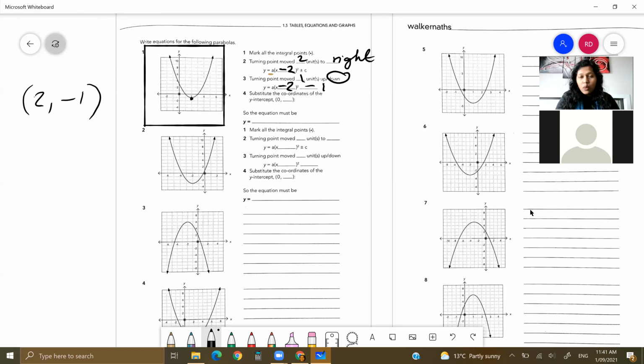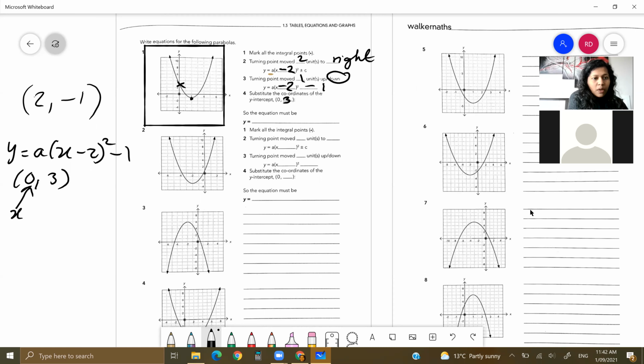Then what we do is substitute another coordinate. In this case, we know the y-intercept, which is over there. It is 0, 3. So I'm going to substitute that in to work out the number in front of my bracket. So far, this is my equation: y equals a, bracket x -2 whole squared -1, and it goes through 0, 3. Remember, x is 0 and y is 3. So when x is 0, y is 3. I'm going to replace x with 0 and replace y with 3.